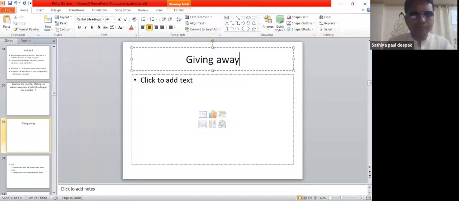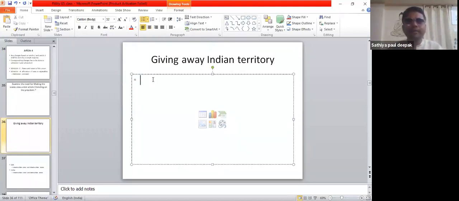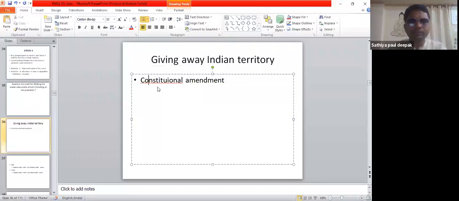Giving away Indian territory. How can we give away Indian territory? You can do it only by a constitutional amendment. This is given by the judiciary. Don't get confused. Actually, I did not do this topic under Union and its territory, a small one, and I just jumped to citizenship. So we are holding on to citizenship and coming back to complete this small portion. So, constitutional amendment, judiciary.